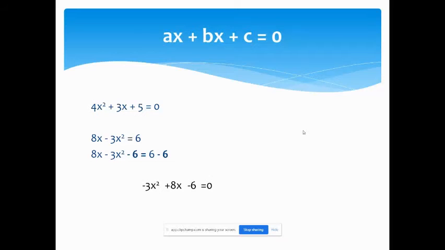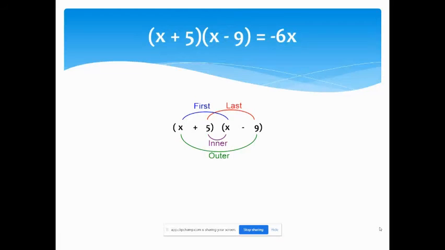So the value of a in our equation would be negative 3. Next, the value of b is 8. Then the value of c is negative 6. And that's our second example.